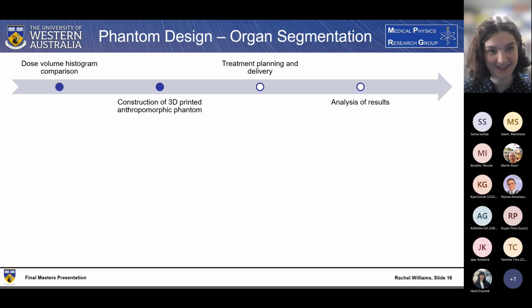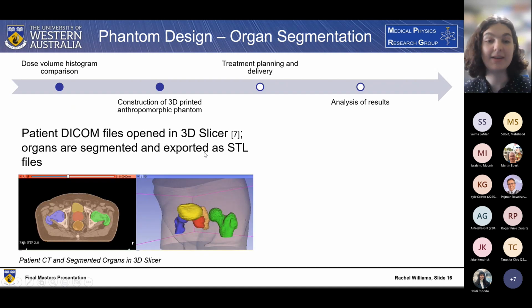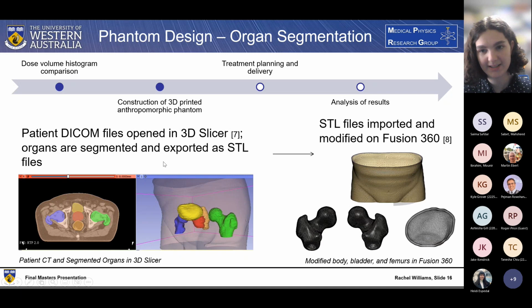The next stage is the construction of the 3D printed anthropomorphic phantom, which began by segmenting selected organs using 3D Slicer from the patient DICOM files. Organs selected were the femurs, bladder, prostate, and rectum. These organs were then exported as STL files into Fusion 360, and all organs were hollowed to a thickness of 3 millimeters, with hole inserts designed so each organ could be filled with tissue equivalent material.